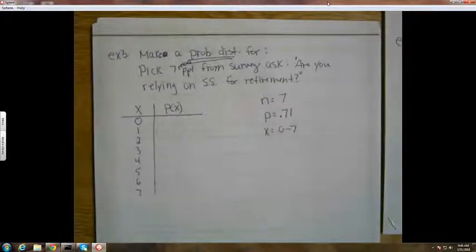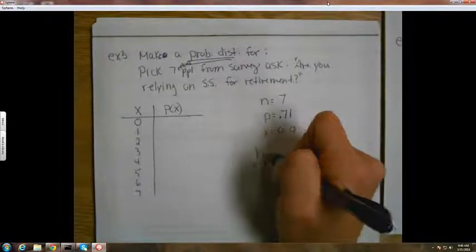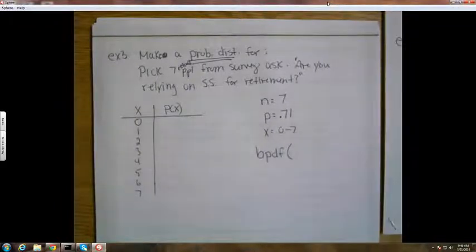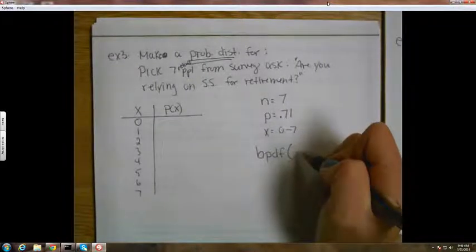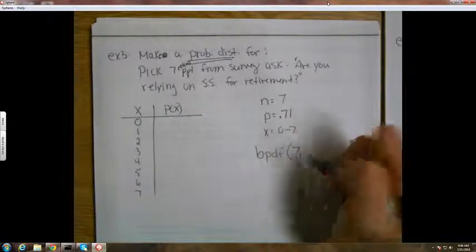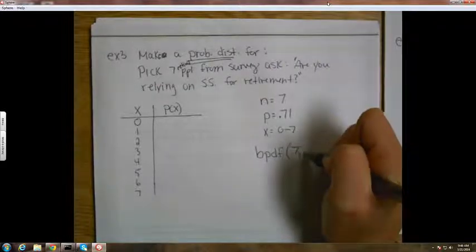Okay. It seems a little monotonous to have to do that binomial PDF 8 times, right? You could do it, you just have to keep changing that last number and writing them down. But those wonderful programmers at Texas Instruments made it easier. What are you going to tell it for the number of trials? How many trials are you doing? You've got to put the n value first. 7 trials. Probability of a success is 0.71.